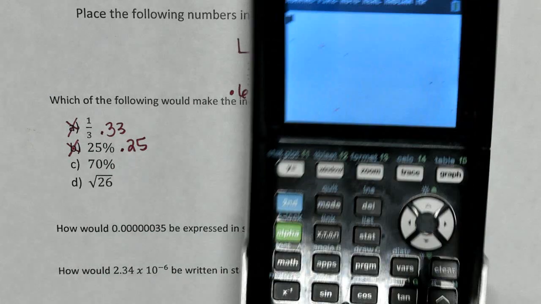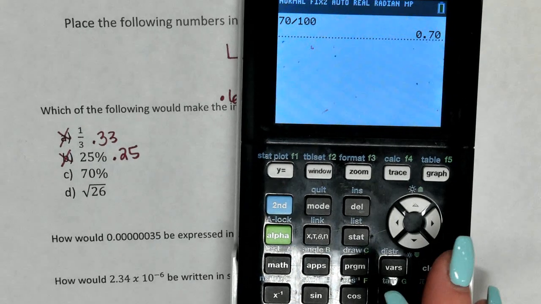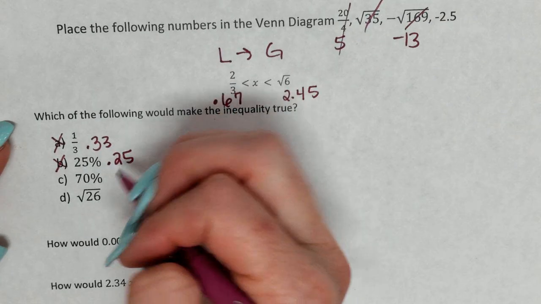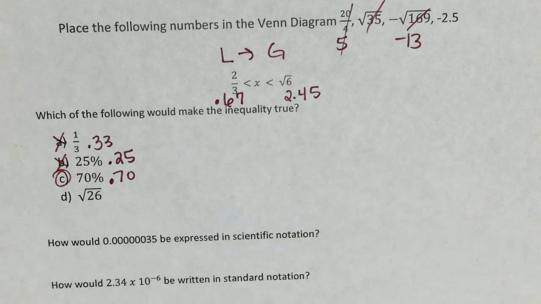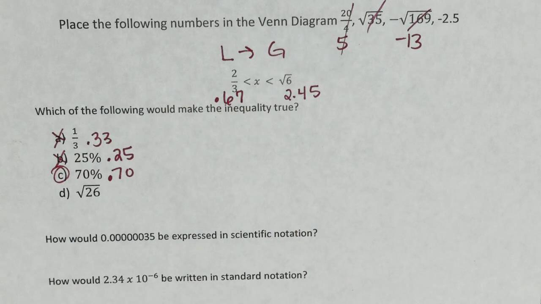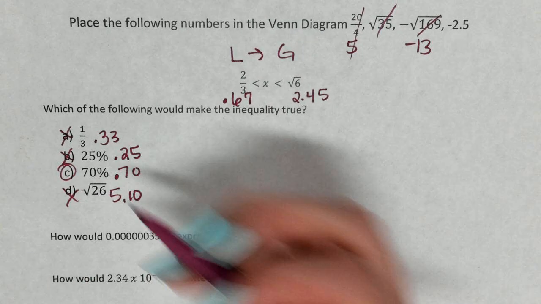How do I change 70% to a decimal? All right, 70 over 100. How much money is that worth? Would 70 cents fit between 67 cents and $2.45? Yes, it would. And the square root of 26 is $5.10. That's way too big. It would not fit in the middle.